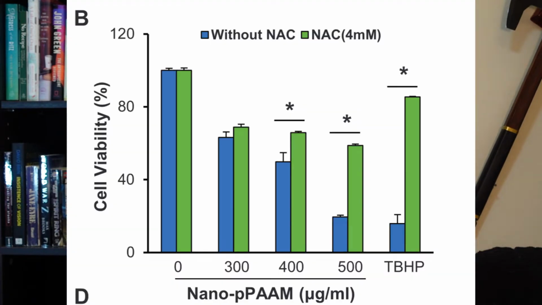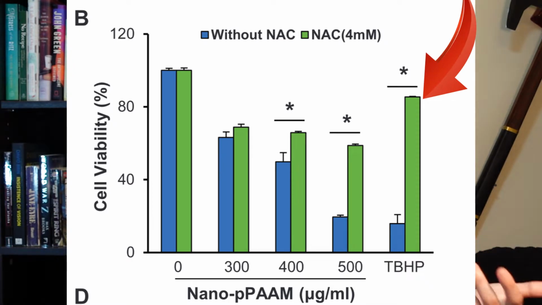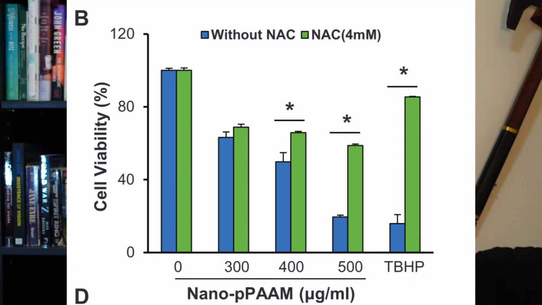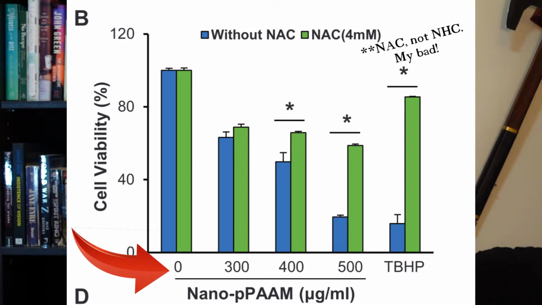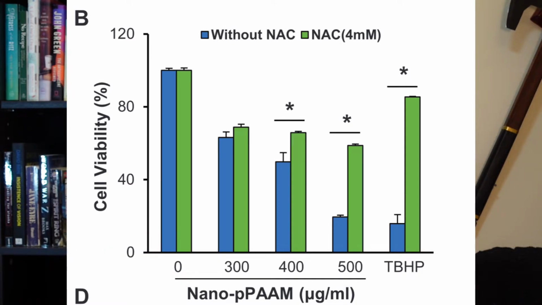Pretty, ain't it? They then looked at how murderous the ppam was at various concentrations, including using 0 micrograms per milliliter as a control, and at TBHP, which is a really good oxidizing agent, aka something that is well known to create reactive oxygen species. They used the ppam and the TBHP on cells with and without NHC, an ROS inhibitor. As you can see, when the concentration goes up, that blue bar dies more readily, whereas that green bar only dies a little.